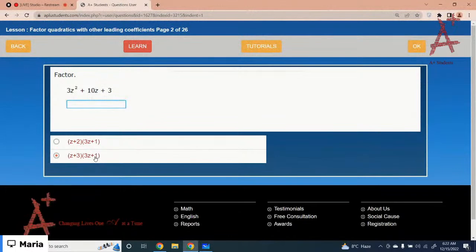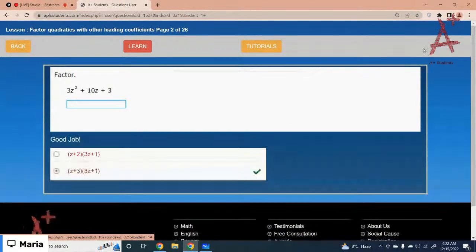So that is the correct option, the second one. Just select the correct option, then click on the OK button. Got it?